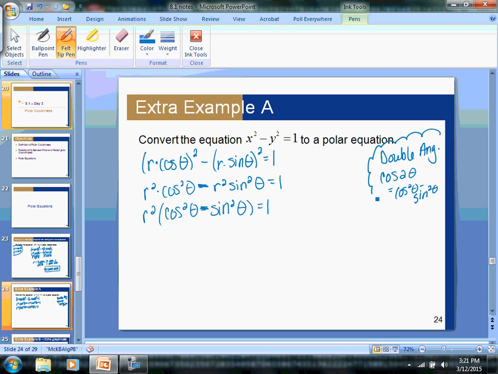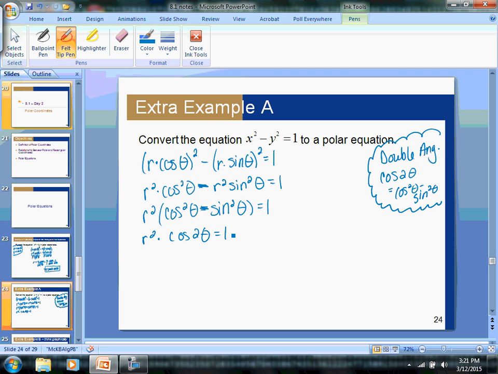So if you have that little formula sheet still, or if you remember that, you'd have to know that. You'd have to remember that this looks familiar and recognize that, oh, cosine squared theta minus sine squared theta is really cosine 2 theta. So I'm going to substitute that in now too. So I have r squared times cosine 2 theta. That's equal to 1.